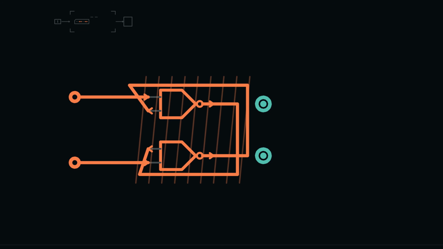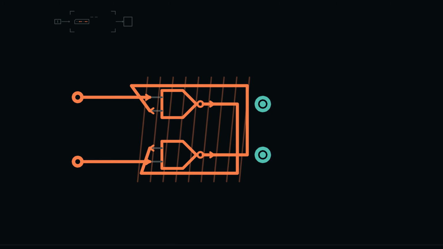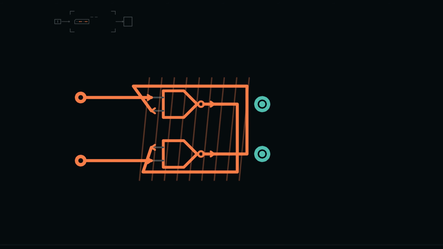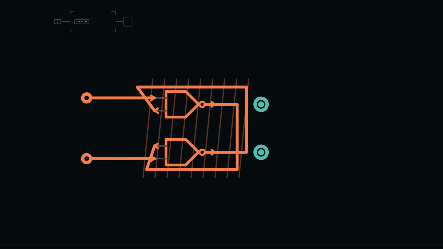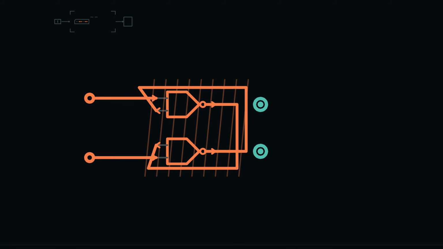One pair is forbidden. Set and reset both 0. Each NAND then has a 0 input, forcing both outputs to 1. The outputs Q and not Q no longer oppose each other, and both actions were requested at once.